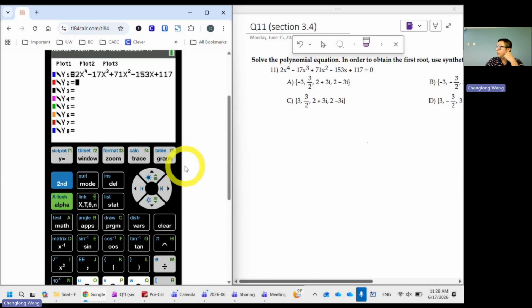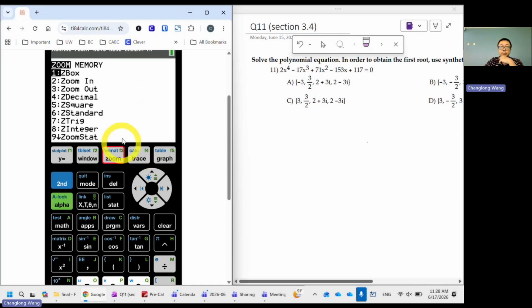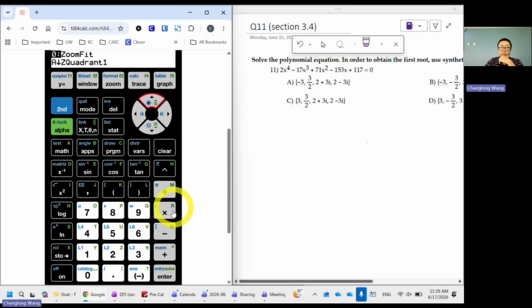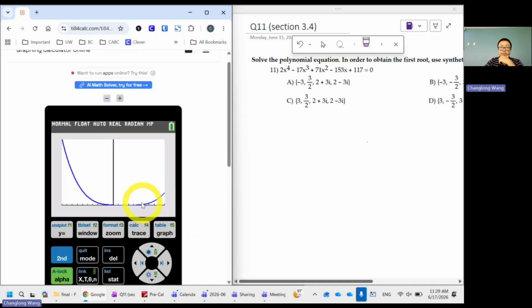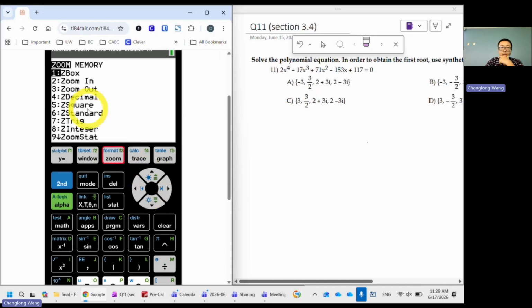Now, some people like to graph it to see the 2 zeros, right? That's fine. And sometimes you might not be able to see all the zeros because the graph is just too big. You can zoom and do the zoom fit to see the entire graph, right? But it's probably not very helpful. You can go back to Z standard.